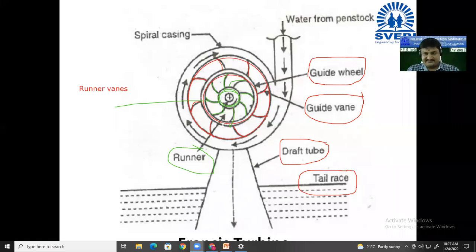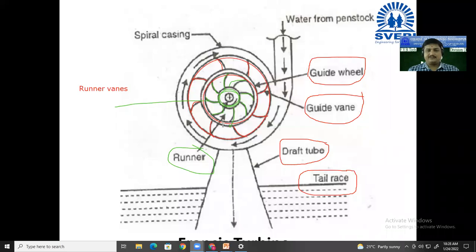Then there is a spiral casing in which all the mechanism is closely fitted, and the casing is provided to avoid leakage of the water. Then there are two wheels inside. One is the guide wheel and the second one is the runner wheel or runner. Guide wheels have guide vanes, and these guide vanes are fixed. They are not going to change their position, but there is an arrangement of the runner vanes, and these runner vanes are movable. Okay, this is the construction of our Francis turbine.